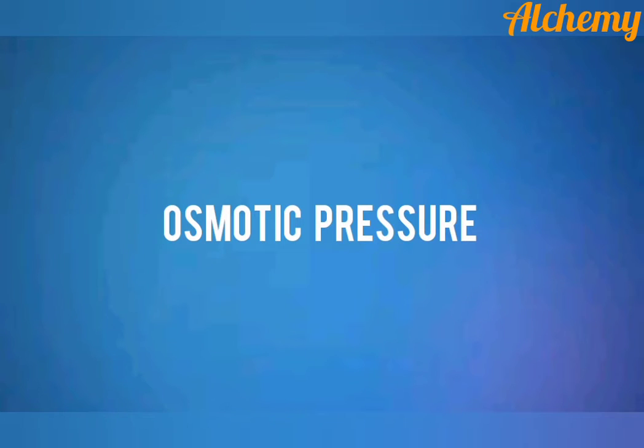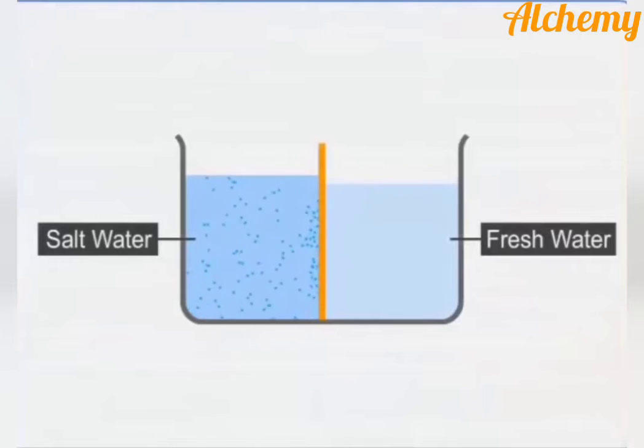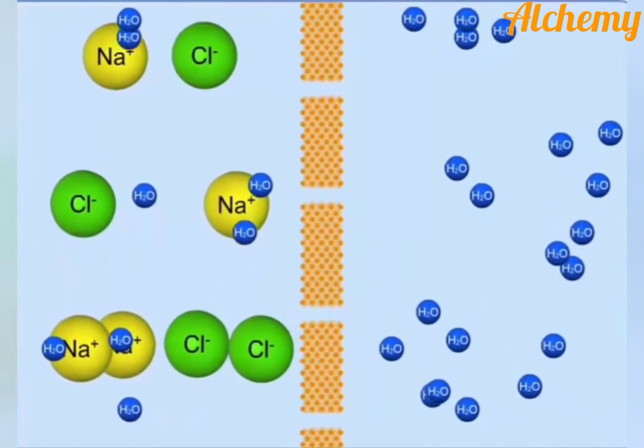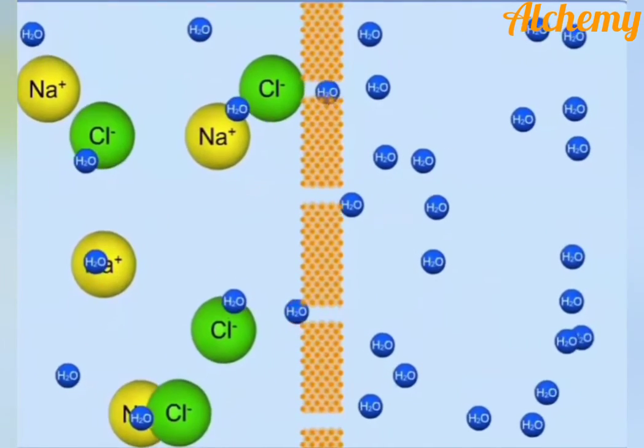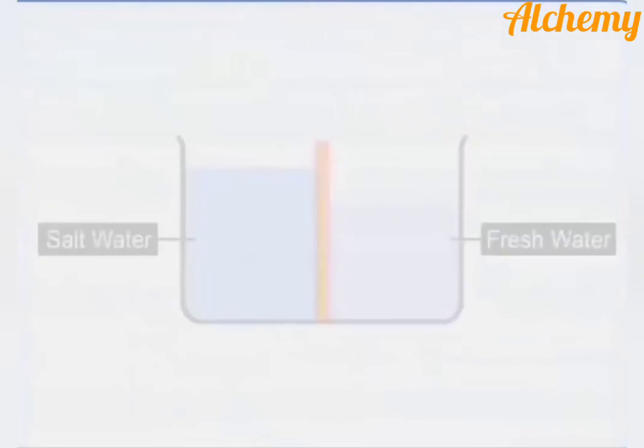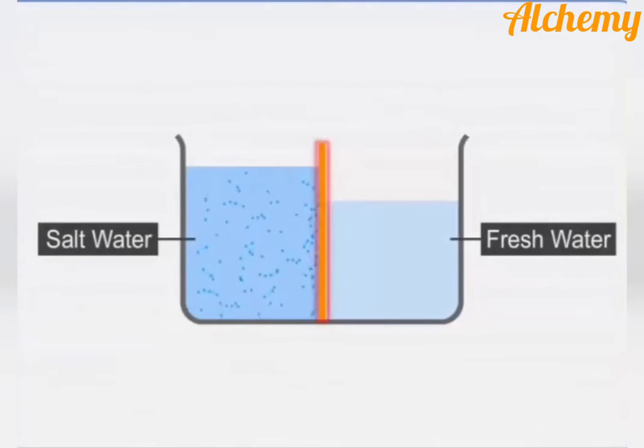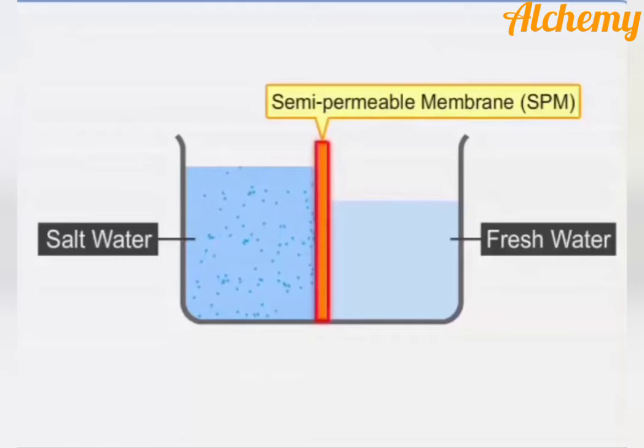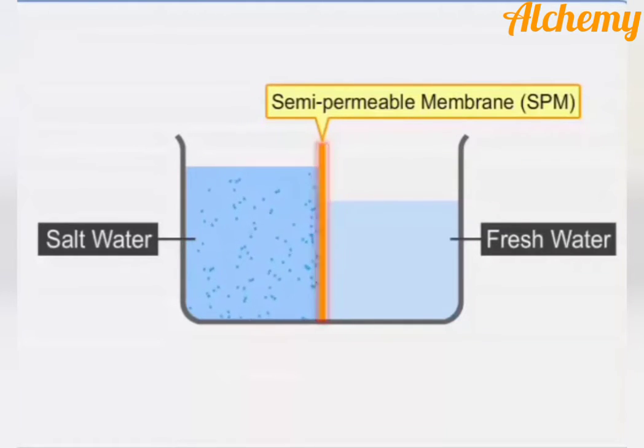The next colligative property is osmotic pressure. Before dealing with that, we should have a clear understanding about osmosis. The small solvent molecules such as water can very easily pass through the holes of the membrane, whereas the bigger solute molecules are unable to pass through them. Such membranes which are selectively permeable to certain molecules are called semi-permeable membrane or SPM. These membranes can be of natural origin or synthetic origin.